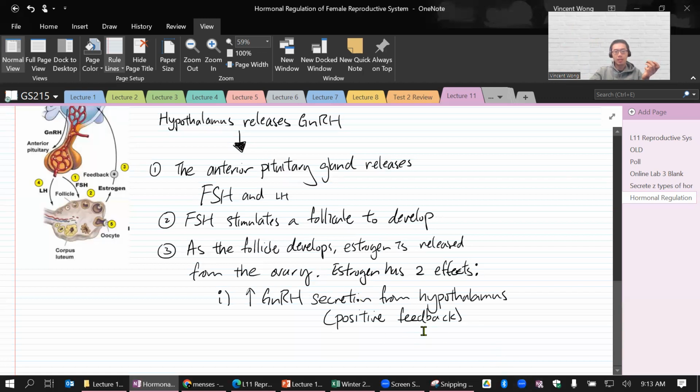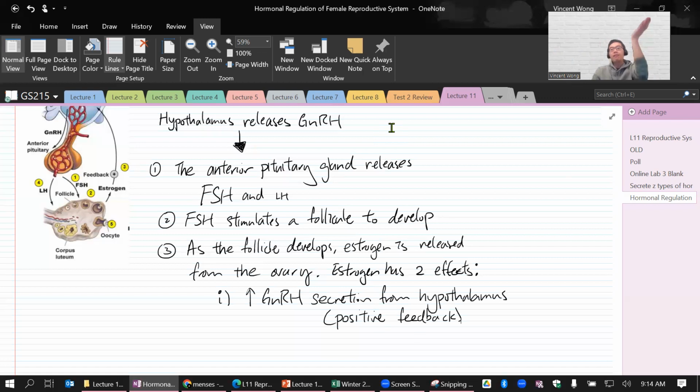So let's trace back. What causes the estrogen to be produced? Well, if we trace it back, initially it was the release of GnRH, right? So increasing GnRH causes FSH to increase and then causes estrogen to increase. But when you have the estrogen, it actually goes back and tells the body to make even more GnRH. So in a positive feedback, the hormone will exaggerate the initial trigger instead of counteracting it.